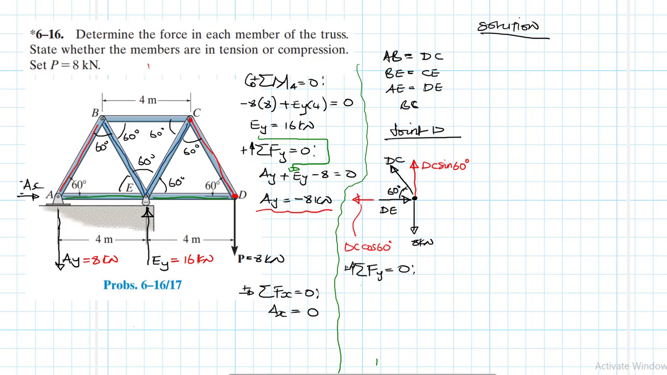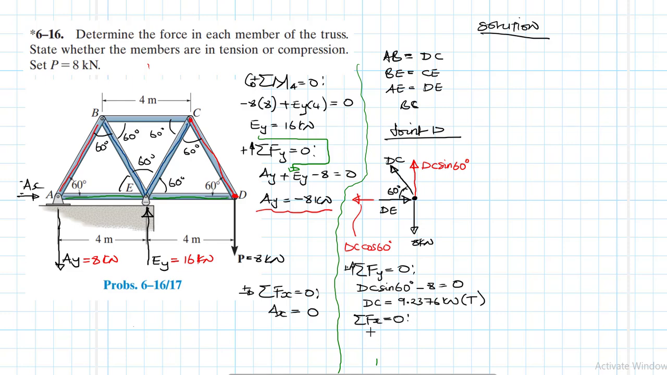What do we have? We have DC sine 60 minus 8 equal to 0. Therefore, DC will be equal to 9.2376 kilonewtons, and we had assumed it to be in tension, and we found a positive value, therefore it's in tension. Then summation of forces in the x direction equal to 0.